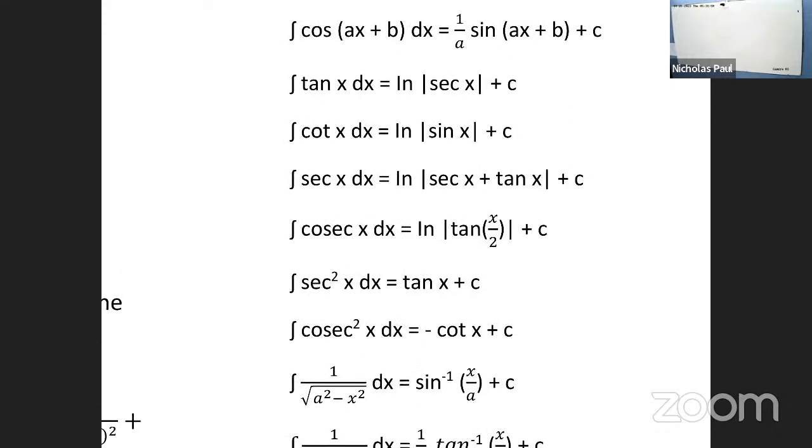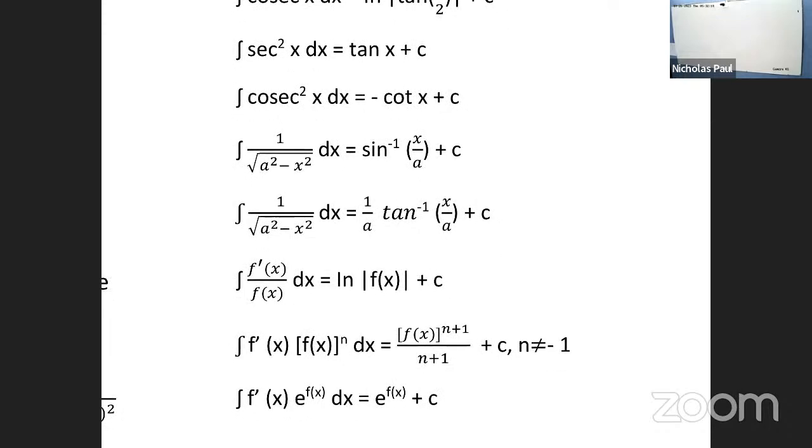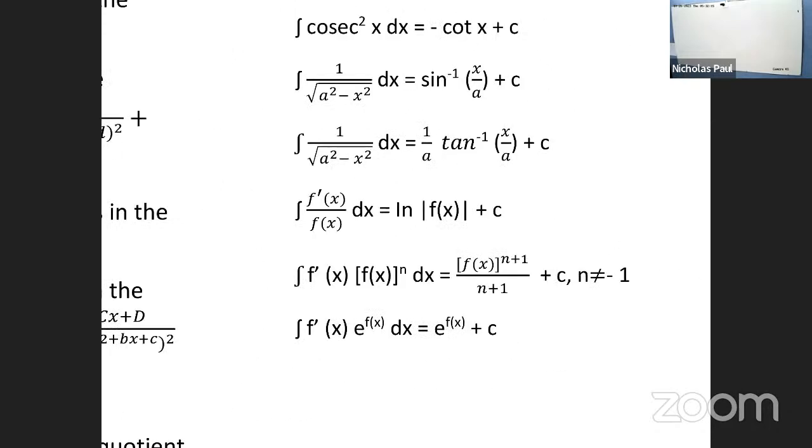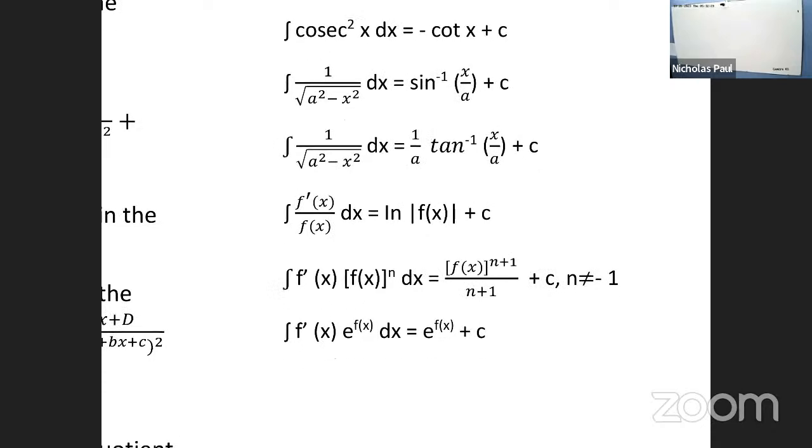So the integral of tan is ln sec x. The integral of sec is ln sec x plus tan x. We will need that. Of course, we know the integral of sec squared already, so you don't have to write that one out. You should know that. And then write the last 3 integrals down here.